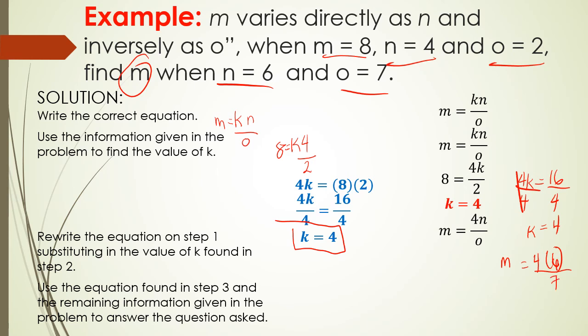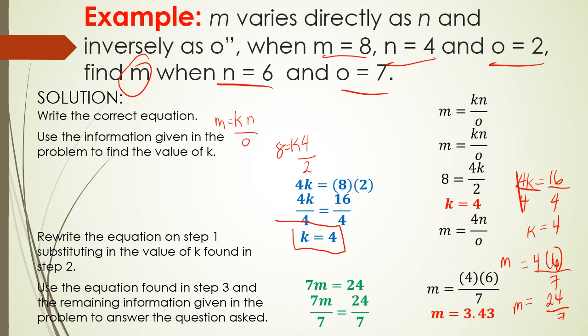So, 4 times 6 divided by 7. Check natin kung tama. And then the final answer would be 4 times 6, that is 24, divided by 7. So, 24 divided by 7, the answer would be 3.43. Final answer is 3.43. Even you check on your calculator, 24 divided by 7.